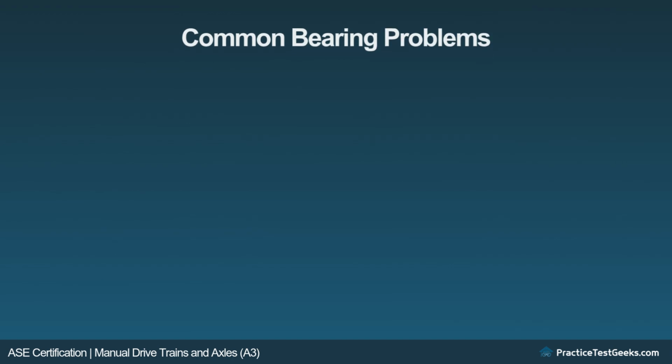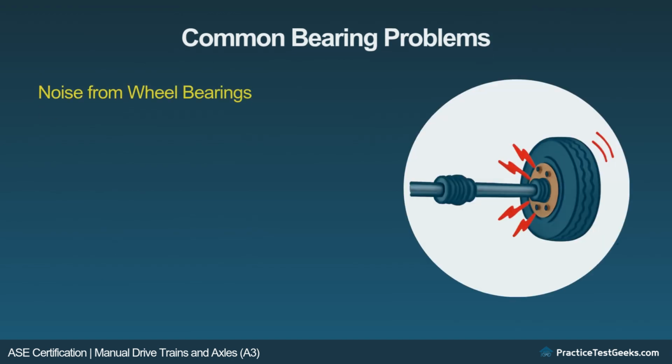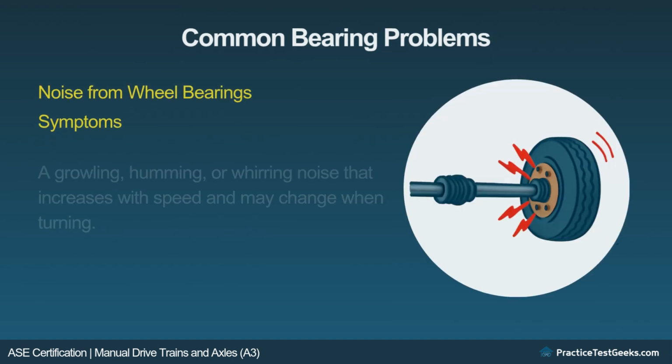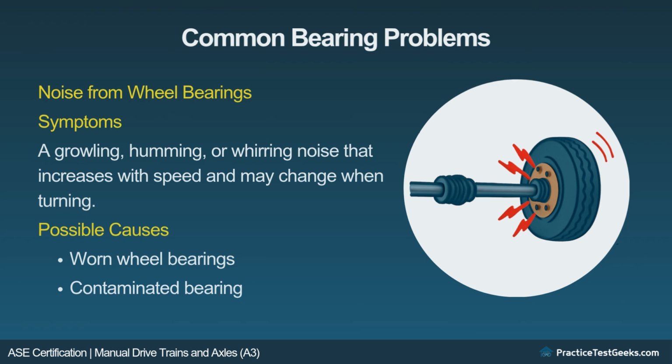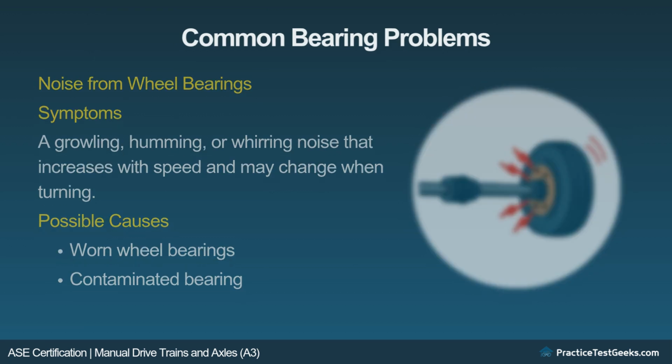Common bearing problems. Noise from wheel bearings. Symptoms: a growling, humming, or whirring noise that increases with speed and may change when turning. Possible causes: worn wheel bearings. Bearings that support the wheel hub can wear out, leading to noise and eventual failure. Contaminated bearing. Dirt or water ingress can damage the bearings and lead to premature wear.